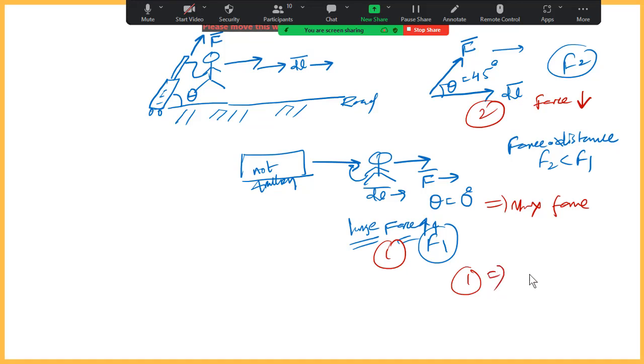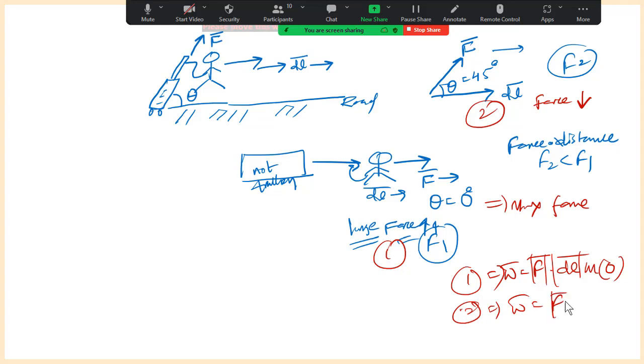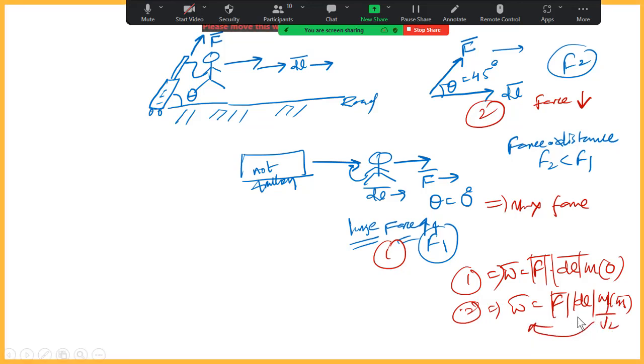In situation 1, since the angle is 0, work is equal to F bar dot dL bar. Why have we taken the dot? The product of F bar, dL bar, cos 0, like this I can take. Maximum force, since the angle is 0. In the second case, if you take the magnitude of F, the magnitude of dL, and here cos 45. Cos 45 means 1 by root 2. So you see work is reduced because force is reduced. 1 by root 2 we got here.